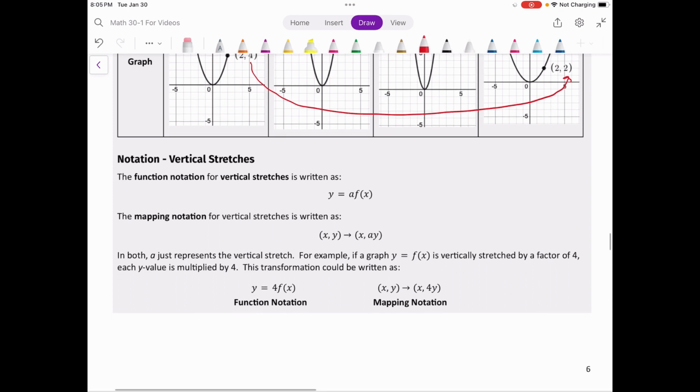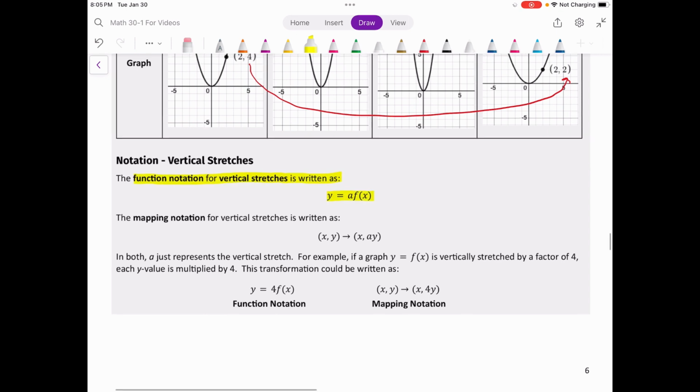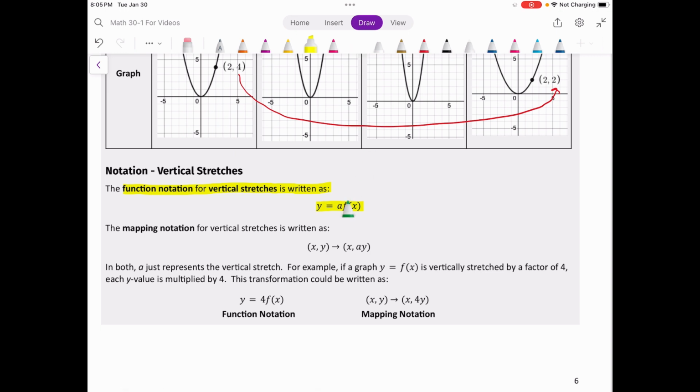So how do we represent this? Okay, the function notation for vertical stretches is written as y equals a times f of x, right? Literally what this is saying is take your original function, its original outputs, and multiply them all by a. That's telling us, take every y value, multiply it by a, okay?